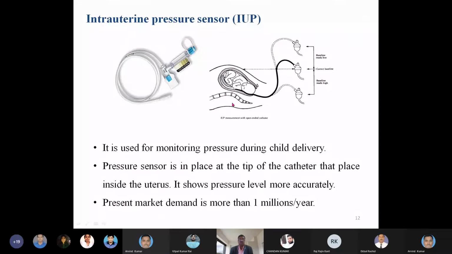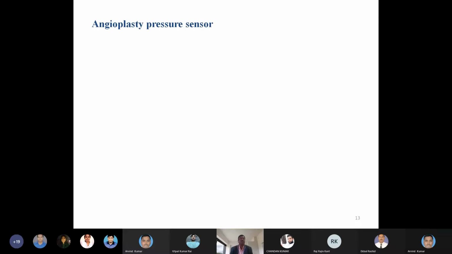Whenever the pressure varies during child delivery, either during contraction or the big period, the variation in pressure can be monitored. Based on that we can identify problems and prevent the cause of death of both the pregnant lady and the child during delivery. So this is also highly demanded in the market. Its market demand is more than 1 million per year.